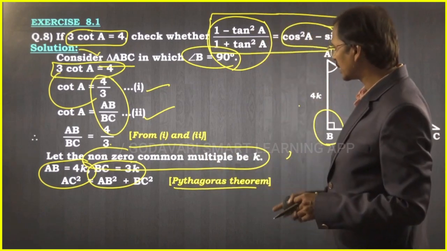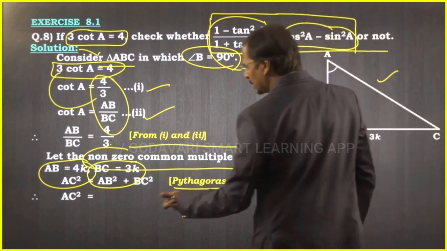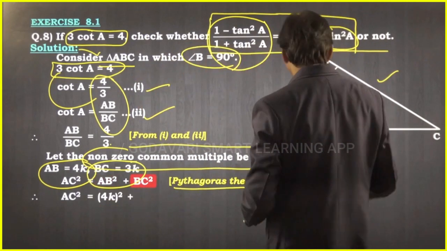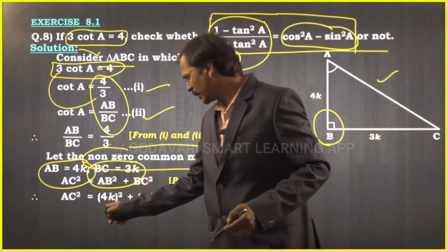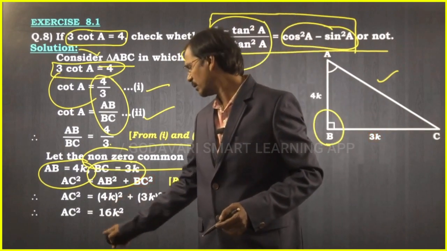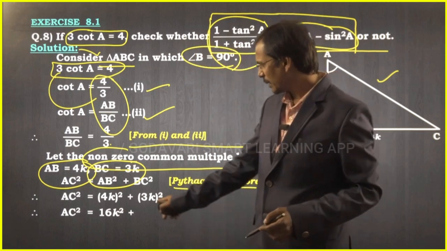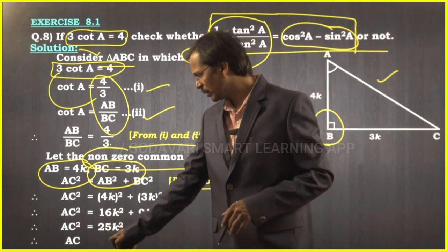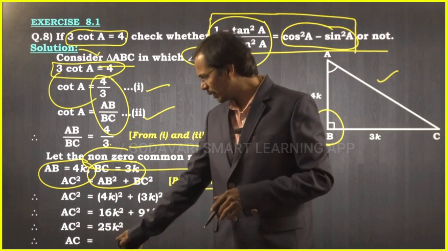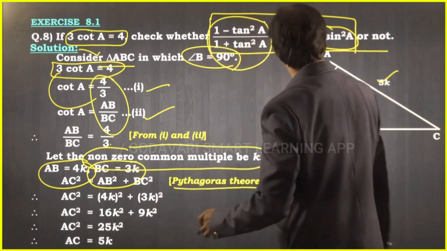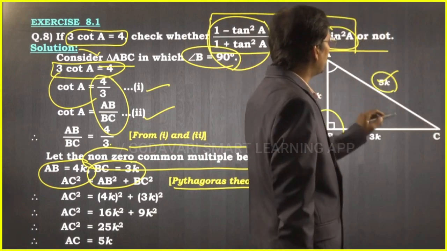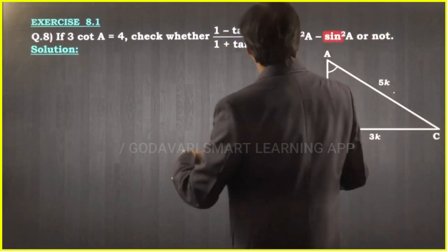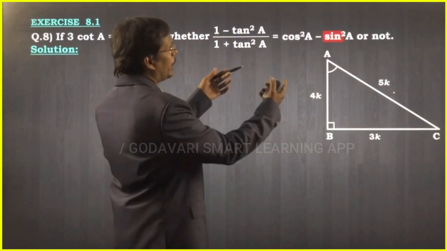Now AC square is equal to AB means 4k whole square plus BC means 3k whole square. 4k whole square is nothing but 16k square plus 9k square, totally 25k square. Therefore AC is equal to root 25k square, that is only 5k. Now we got hypotenuse is 5k. So here we have to check one by one.